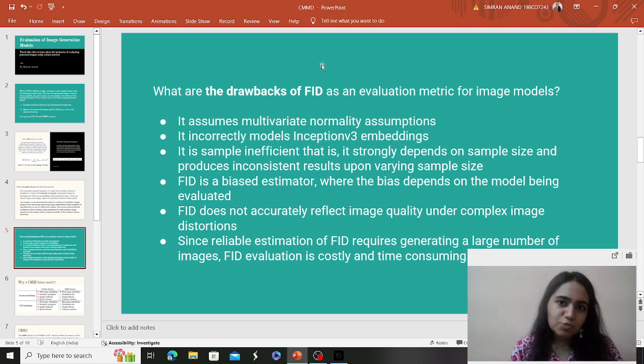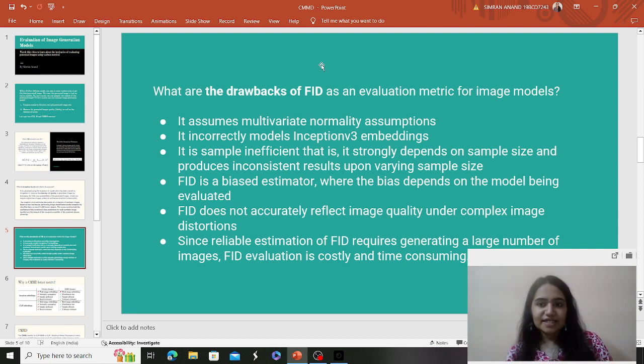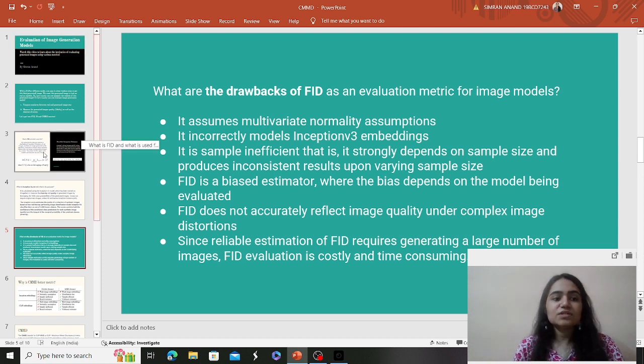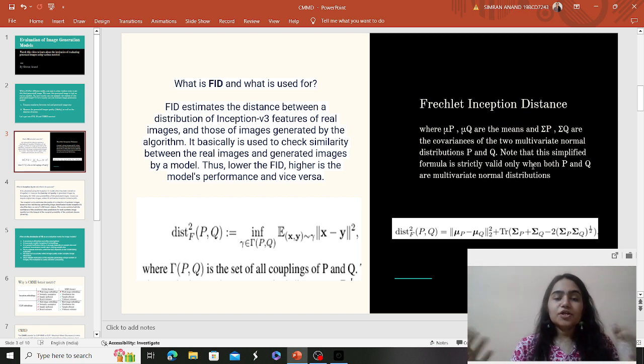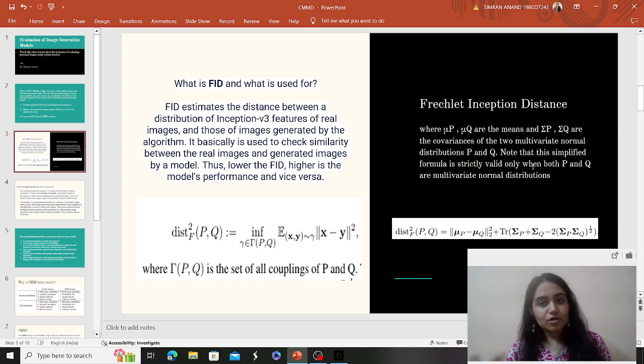So FID being the most prominent, let's first discuss the drawbacks of FID as an evaluation metric. Firstly, when you see the formula of FID, we had two distributions P and Q, and I had said that P and Q were multivariate normal distributions. So that assumption of multivariate normal distribution was there. But what if in reality P and Q are not normal distributions? We cannot make a biased or very incorrect assumption as such. It will affect the quality of evaluation. So I would say that is one drawback of such a metric.